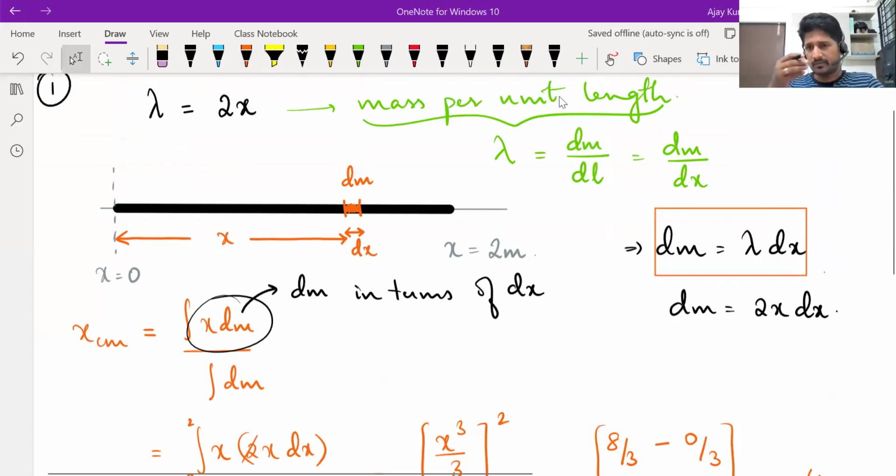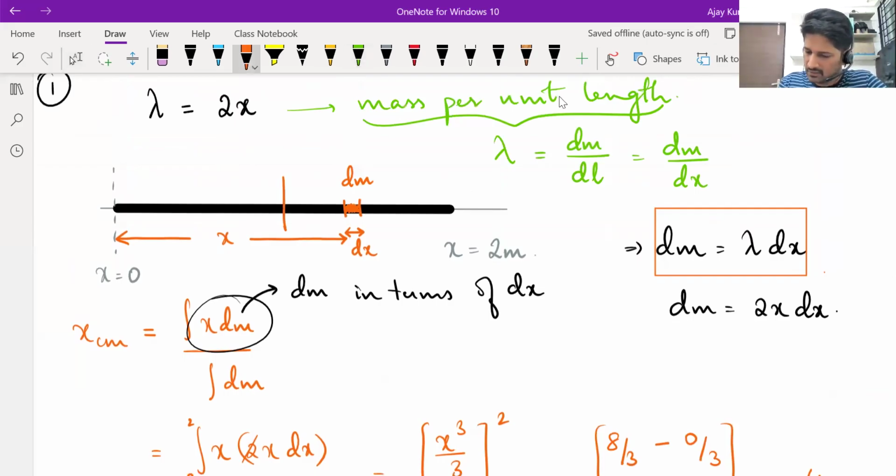Okay. I mean, the particles get denser as you move to the right side. So we expected the center of mass to lie somewhere to the right of this point. Midpoint is x is equal to 1. That is not the center of mass this time. It's 1.33. Okay. Aishwarya, good, you solved it on your own.